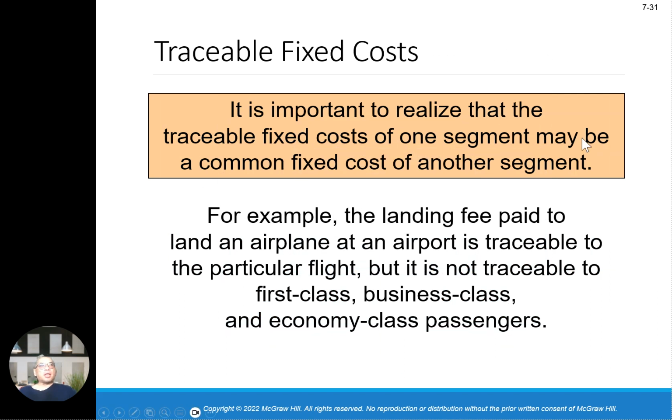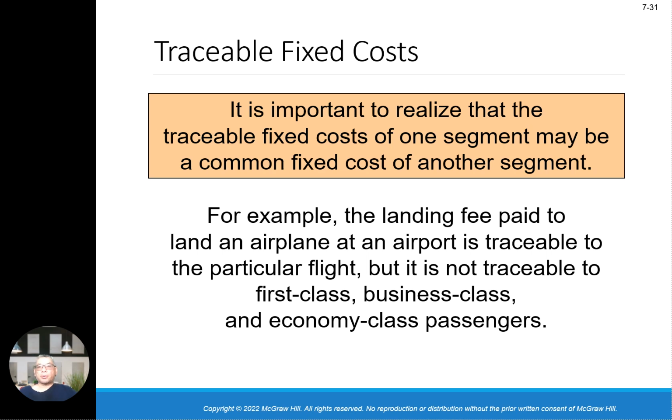For traceable fixed cost, it is important to realize that a traceable fixed cost to one segment may be a common fixed cost to another segment. Example, the landing fee paid to land an airplane at an airport is traceable to a particular flight, but it's not traceable to first class, business class, and economy passenger class. Okay, landing fee.